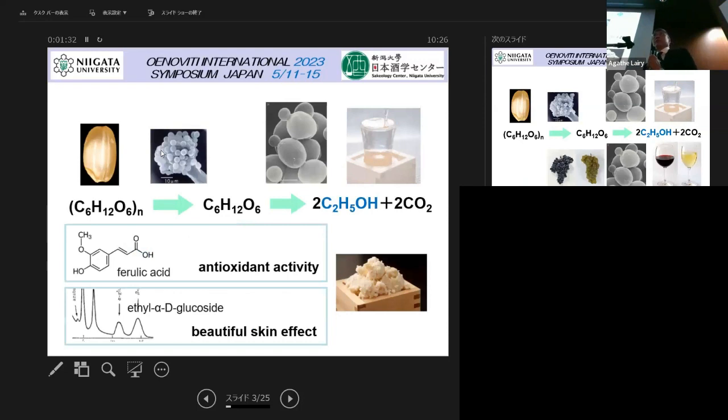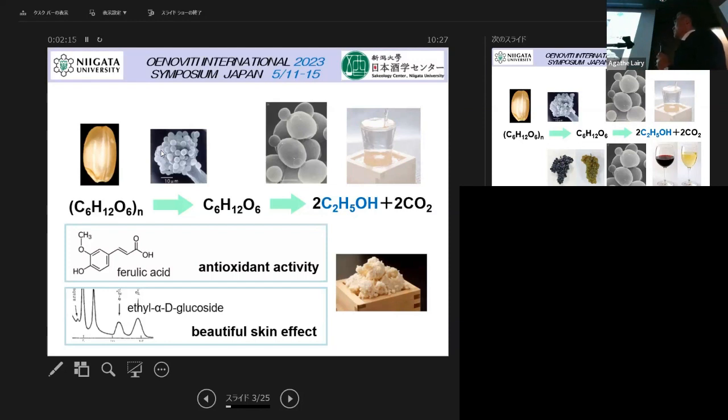This slide shows the sake brewing method. The raw materials of sake are water and rice. Rice starch is hydrolyzed by the enzyme amylase, which is produced by Koji mold. This step is called saccharification. The produced glucose is converted to alcohol by biochemical reactions of yeast. So in sake brewing, saccharification and alcohol fermentation proceed simultaneously. This method is very unique for sake production.